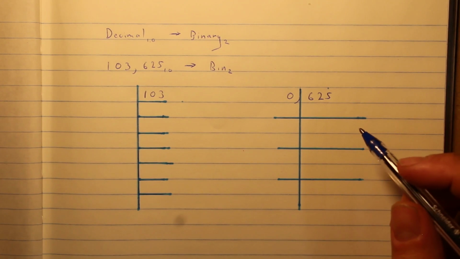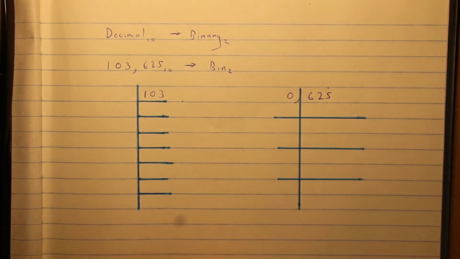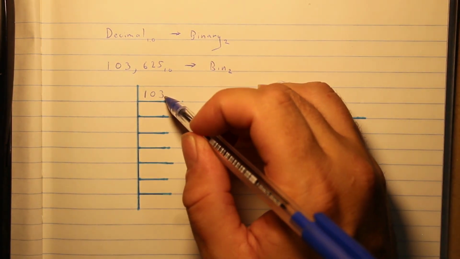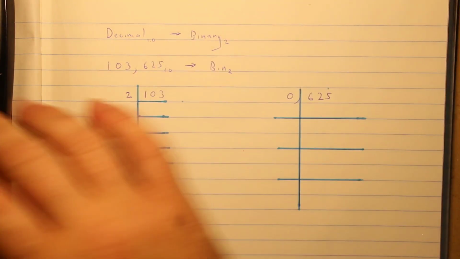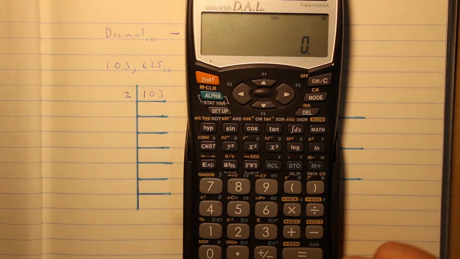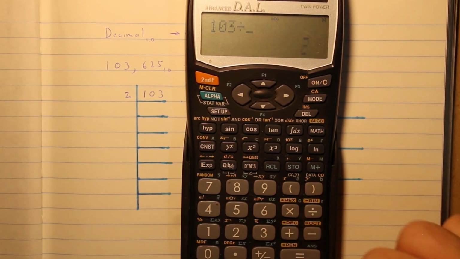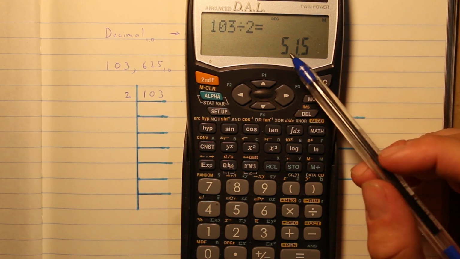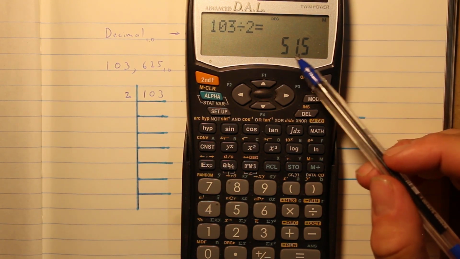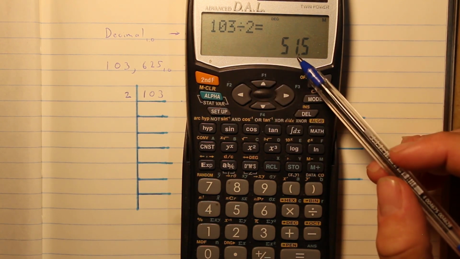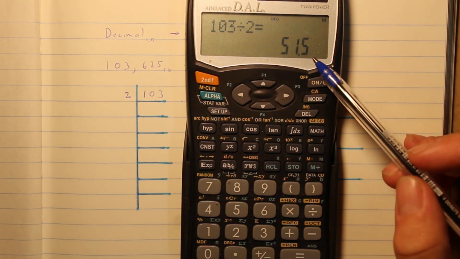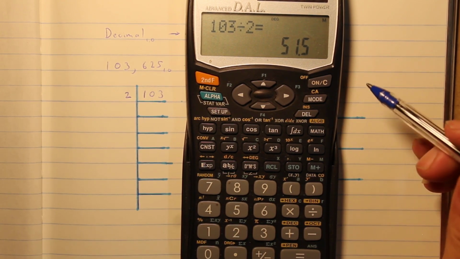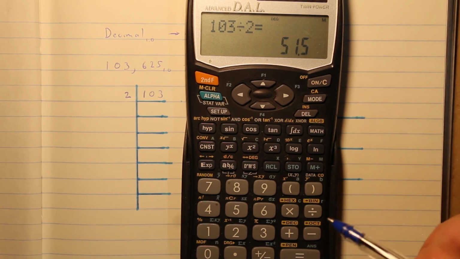All right, so how do we do this? First of all, because we're dealing in base 2, we're going to be dividing this number 103 by 2. Let me show you on the calculator quickly. 103 divided by 2, and you can see we get 51.1. This means that 2 only goes into 103 51 times, and then there's a remainder. Because we're dealing in binary, we're only ever going to get a remainder of 1 or 0.